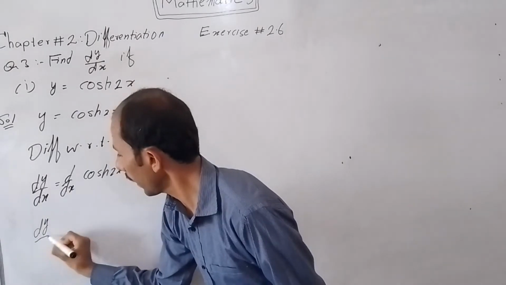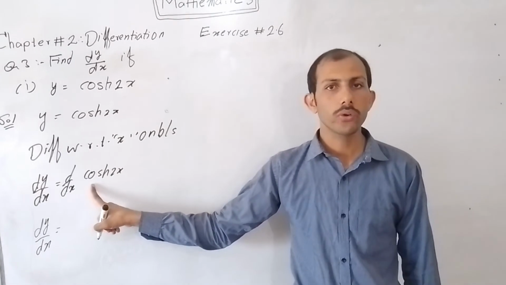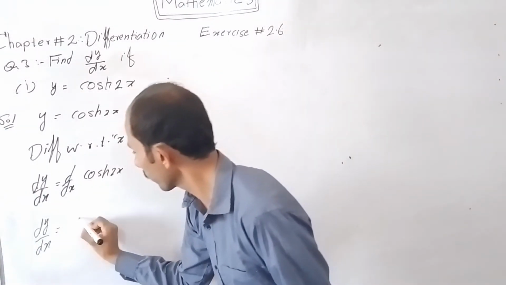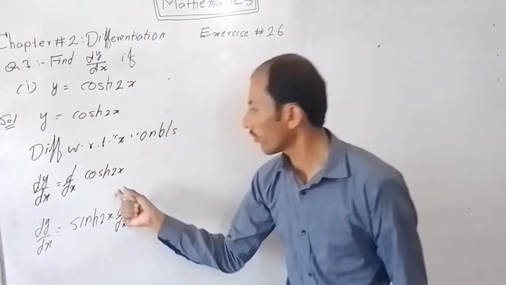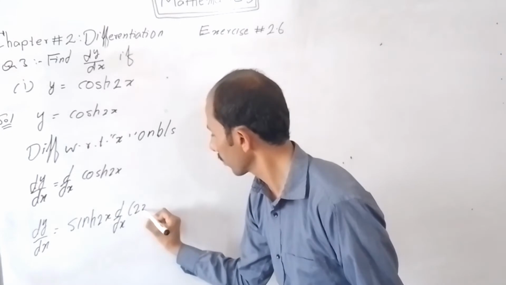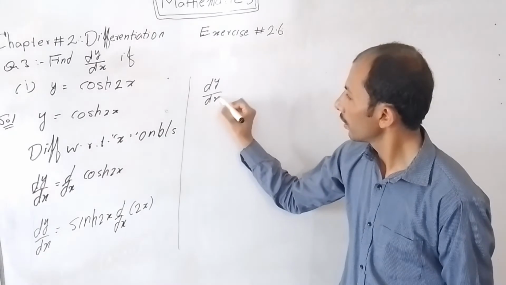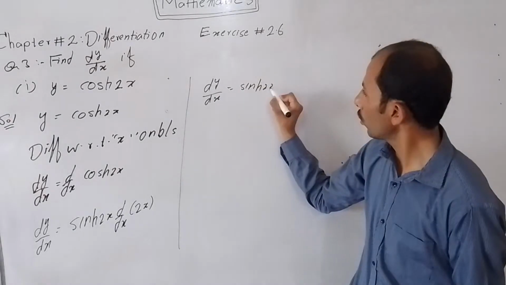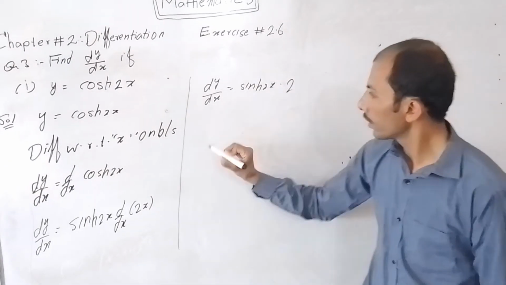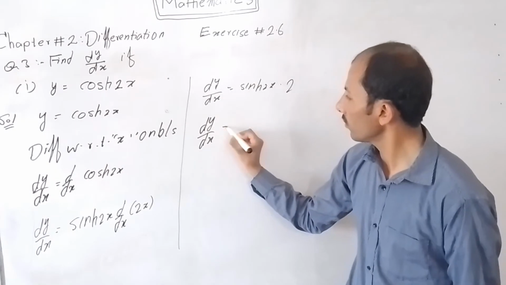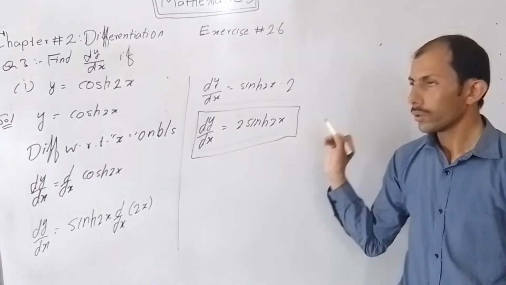Next, dy over dx is equal to derivative of cos hyperbolic x is equal to sine hyperbolic 2x. Again, derivative of function 2x. dy over dx is equal to sine hyperbolic 2x. Derivative of 2x with respect to x is equal to 2. dy over dx is equal to 2 sine hyperbolic 2x, which is the required solution.